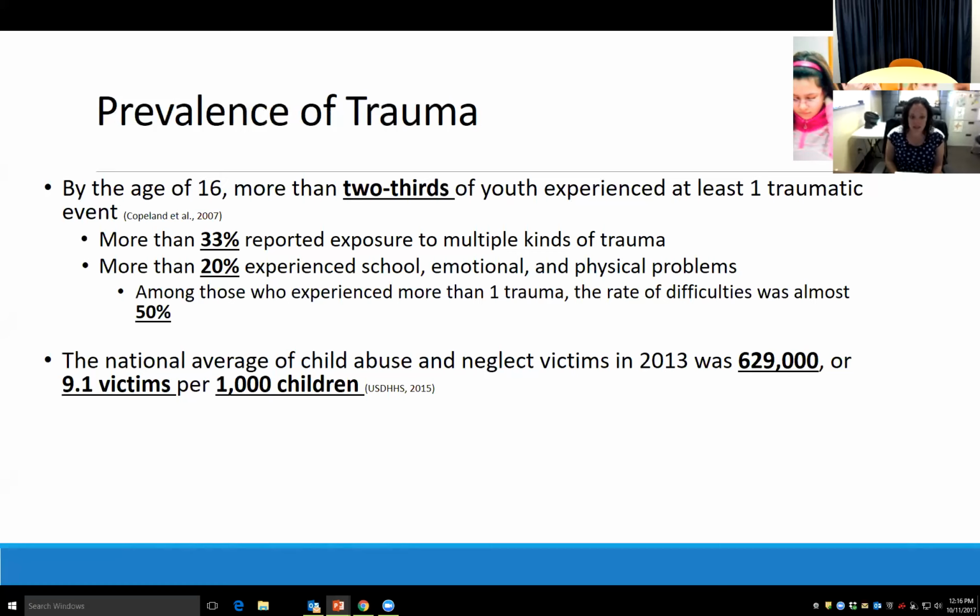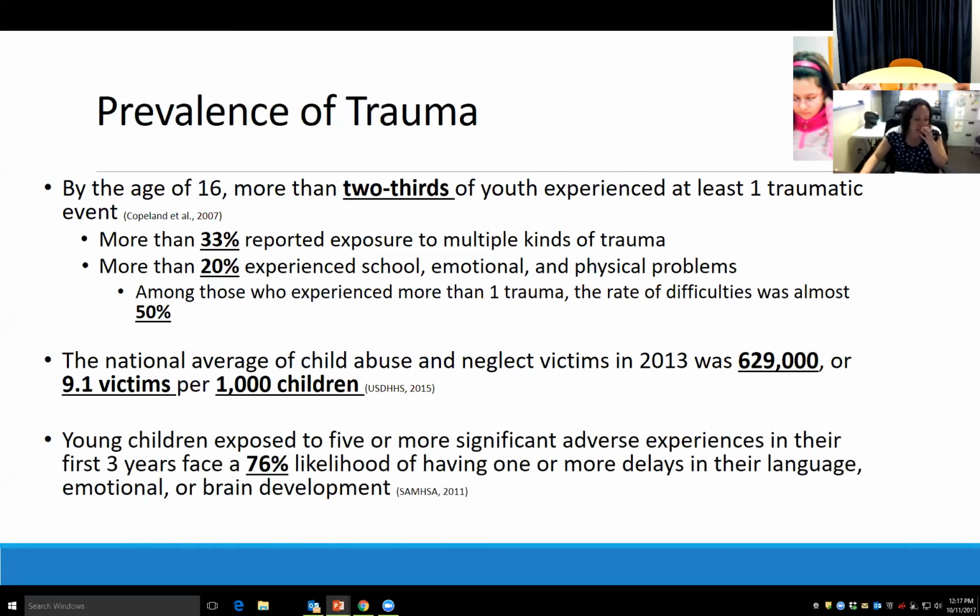And now that's not to say that a single incident trauma is no big deal. I mean, that in and of itself can have very significant life-altering effects. But then when we have someone who has had multiple of those events, the effects are even more. The national average of child abuse and neglect victims in the year 2013 was about 9.1 victims per 1,000 children.